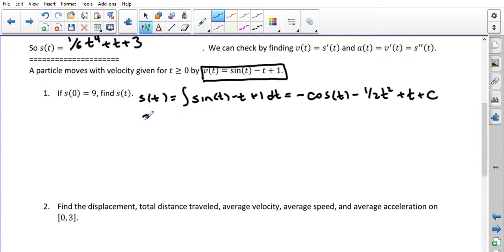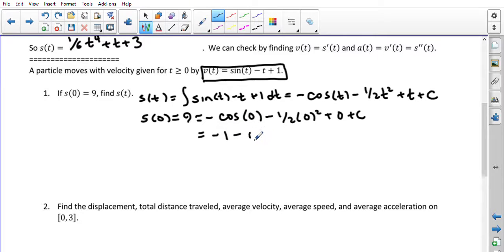Okay, so now we're going to plug in 0 for t, and we know that our answer should be 9, and that is going to be equal to negative cosine with t equals 0, minus 1/2 0 squared plus 0 plus c. All right, so cosine of 0 is 1. This is negative 1 minus 0 plus 0 plus c.